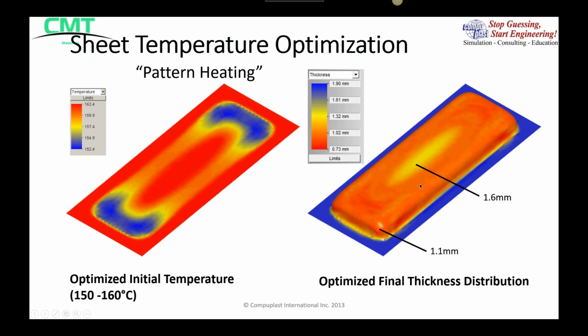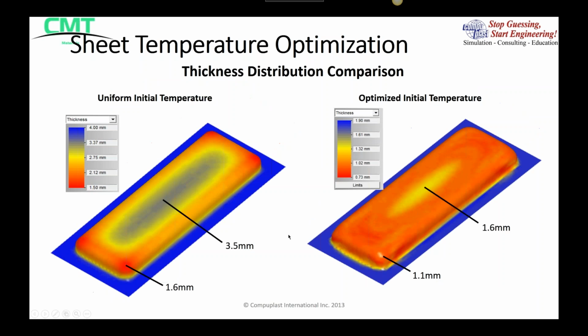And the difference in thickness between the corners and the center was greatly reduced. The maximum thickness in the center is now 1.6 millimeters through doing the pattern heating. So here's the comparison of the two results.